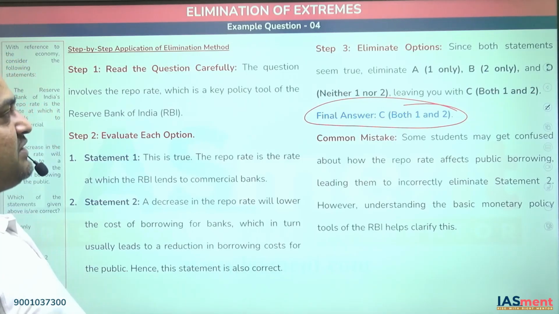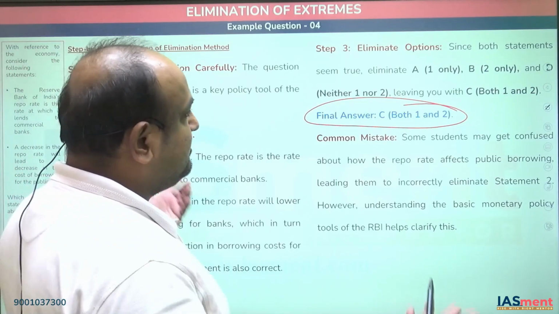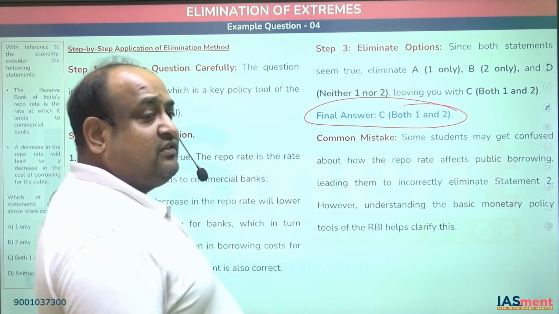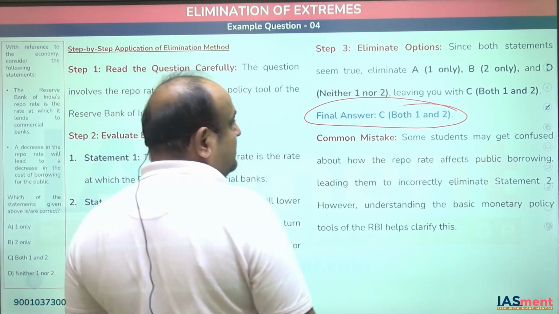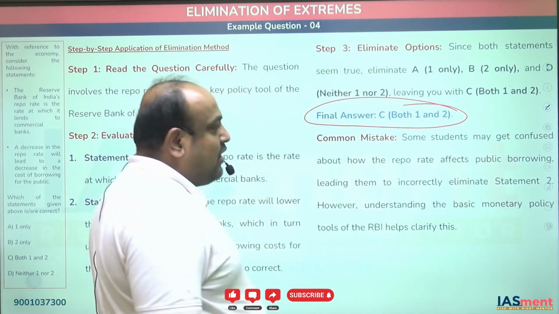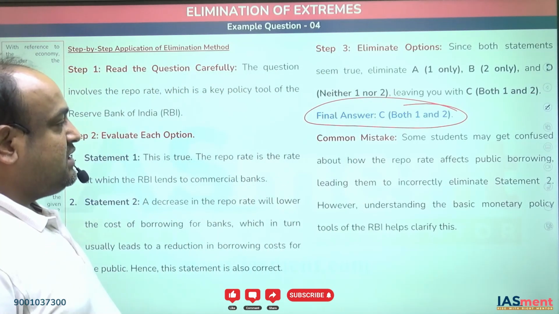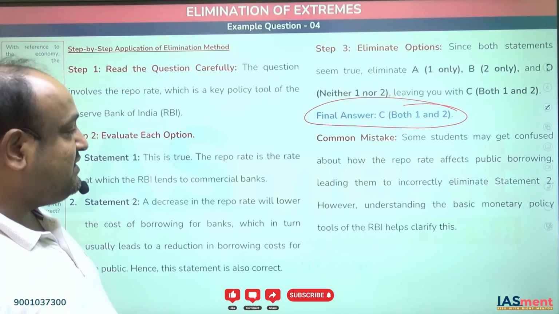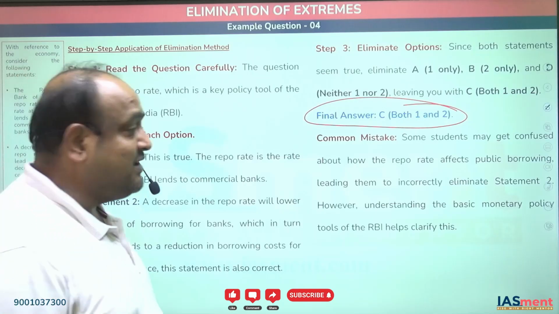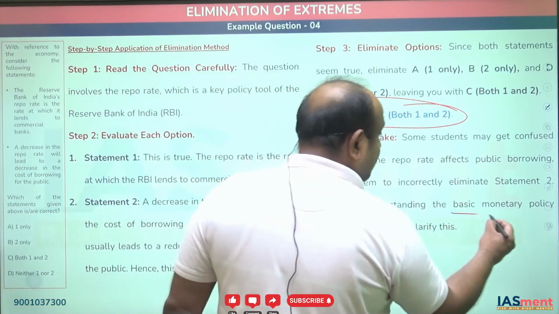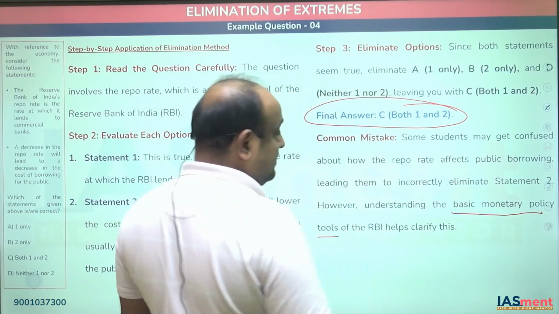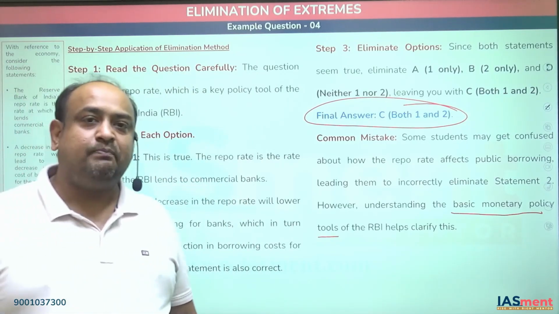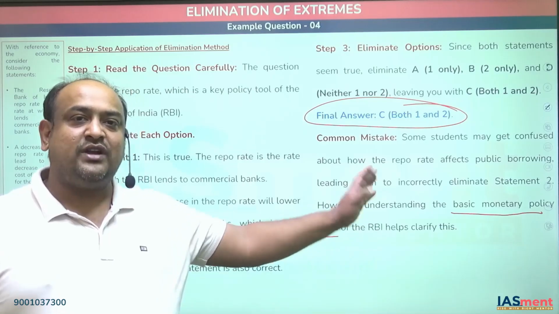Okay. Now, step 3. Eliminate options. There is nothing to eliminate. So, both the answers are correct. Now, what common mistakes can students commit over here? Some students may get confused about how the repo rate affects public borrowing, leading them to incorrectly eliminate the statement. However, understanding the basic monetary policy tools of RBI helps clarify this. Basic monetary policy tools. Now, when you were preparing for this examination, and if you have read economy properly, then it is not possible that you have not read the application of repo rate.